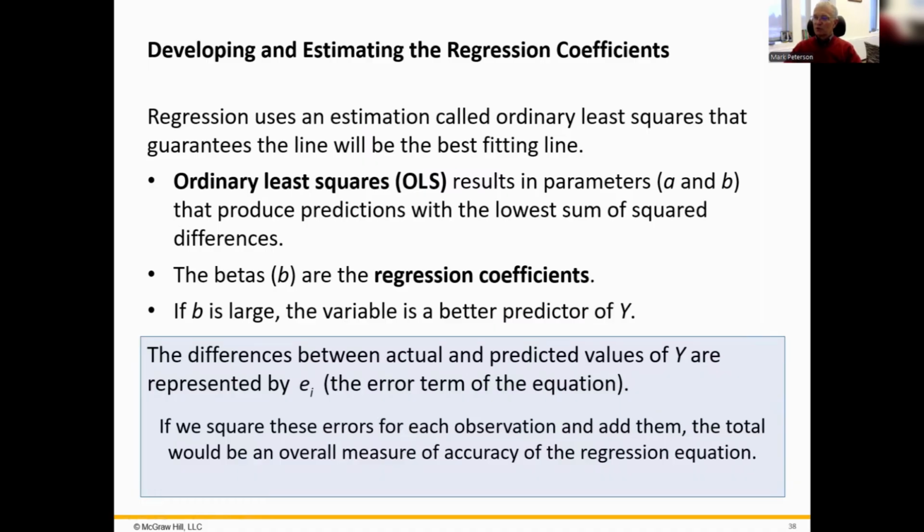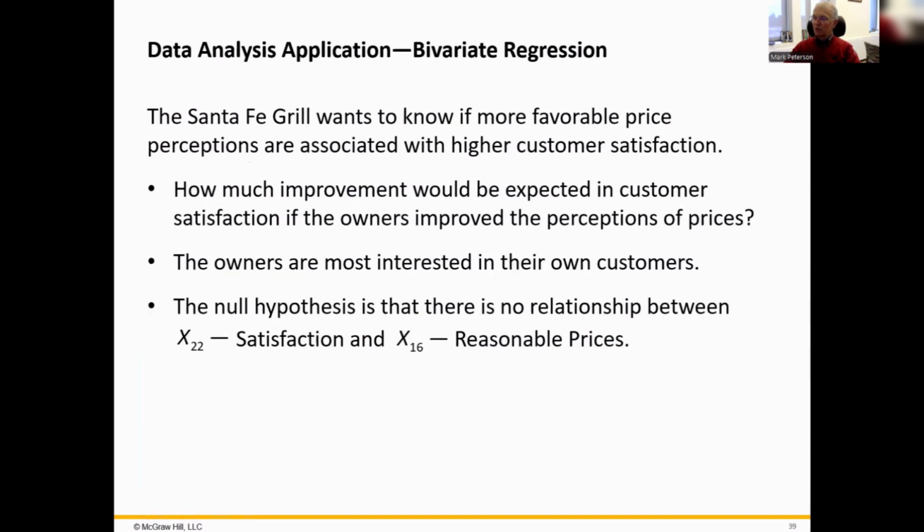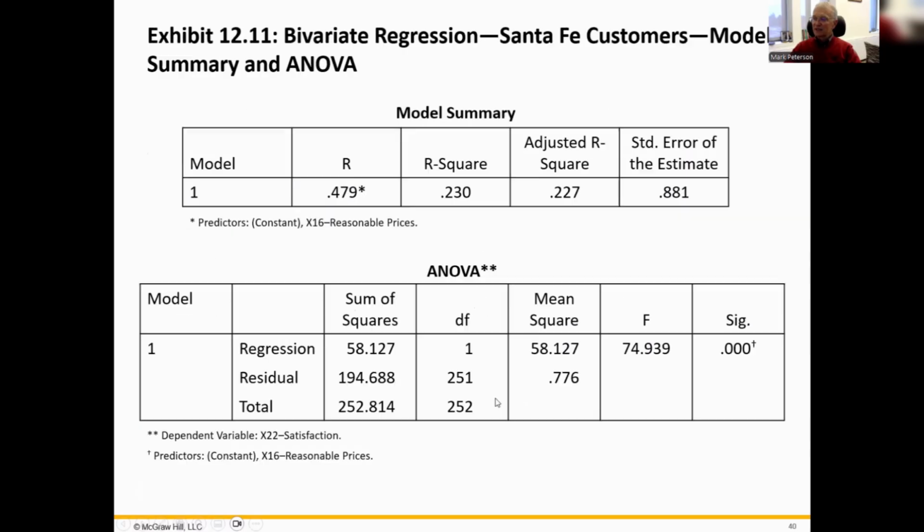So we've been doing ordinary least squares. We've computed these betas, these small b's, these regression coefficients. And if that beta is large, the variable is a better predictor of y. So going to our Santa Fe Grill application here, we're going to take a look at the relationship between satisfaction, Ch12, a dependent variable, and reasonable prices, X16.